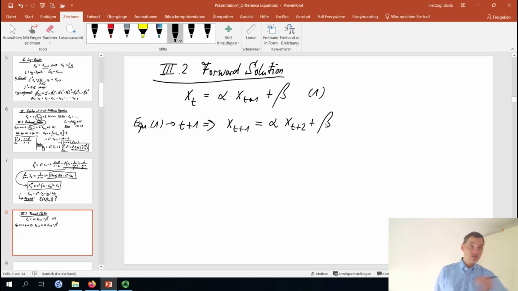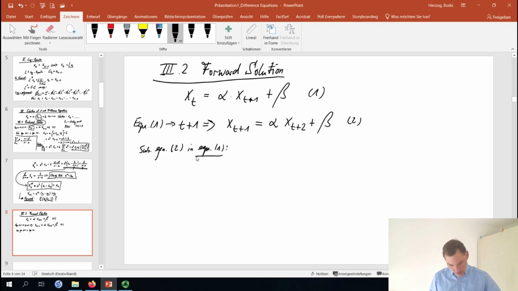Alpha and beta are numbers independent of time. Okay, this is my equation 2. Now substitute equation 2 in equation 1, because we have here equation 2 and we substitute it at that point into equation 1.